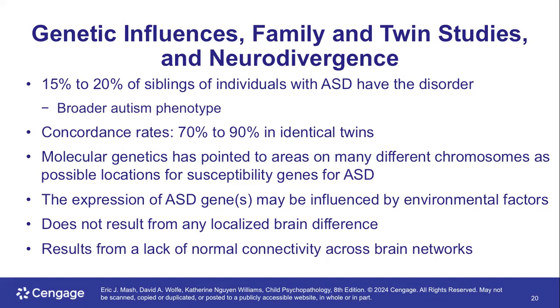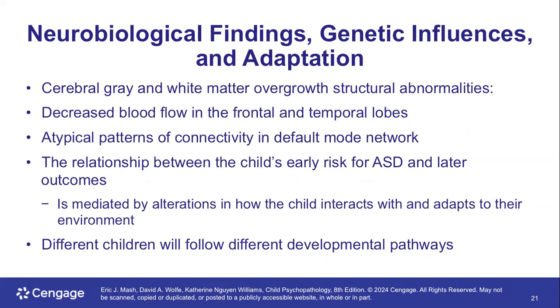We talk about epigenesis, so the environment can turn genes on or off, and there is no localized brain difference in terms of autism spectrum disorder. We will talk about different regions looking different, but it's not a localized difference. So we do see the wiring or connectivity across the brain networks as being more of a likely explanation for what's going on with autism spectrum.